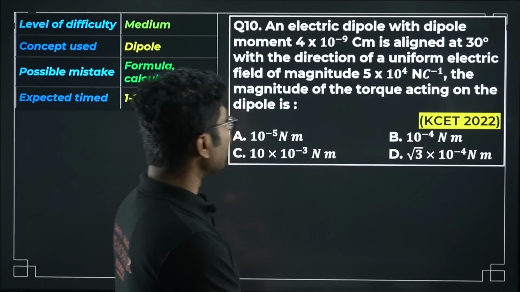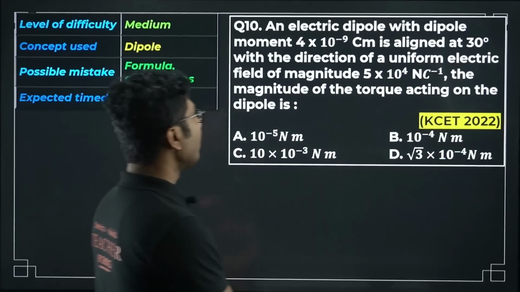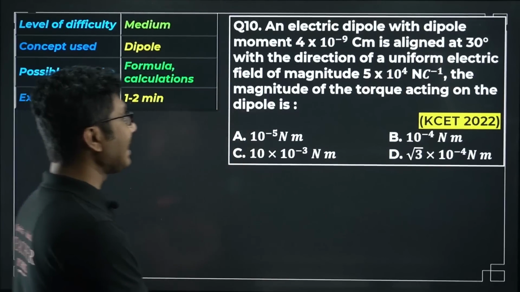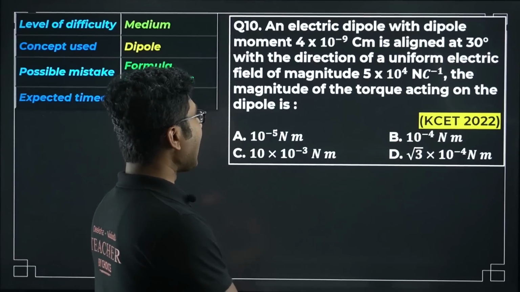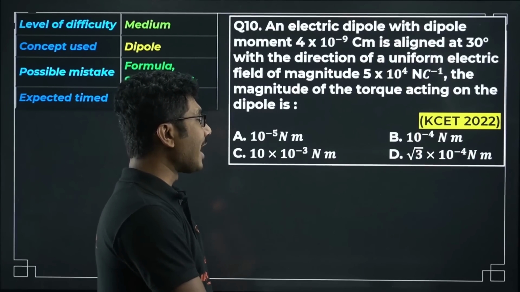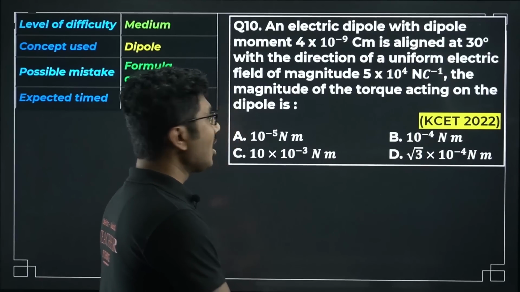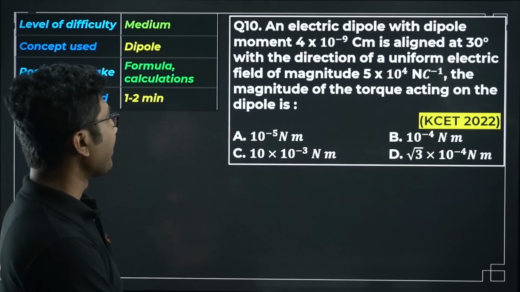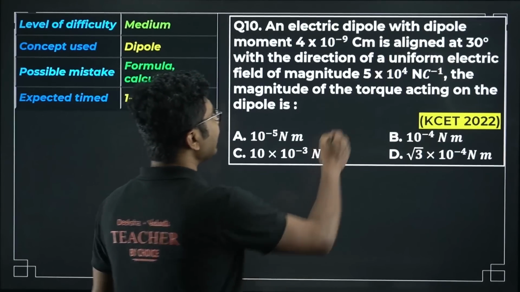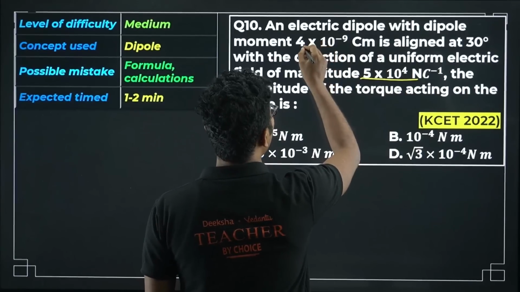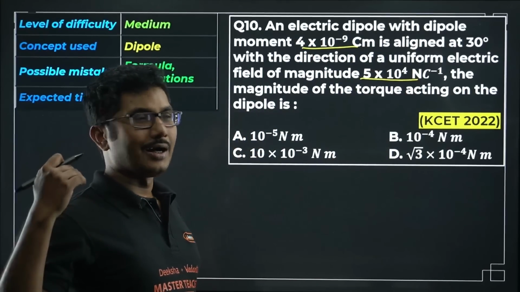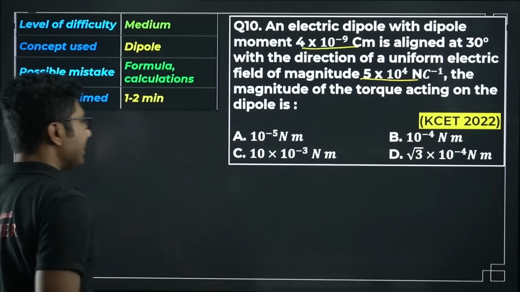An electric dipole with dipole moment 4 into 10 to the power of minus 9 coulomb meter is aligned at 30 degrees with the direction of a uniform electric field of magnitude 5 into 10 to the power of 4 Newton per coulomb. The magnitude of the torque acting on the dipole is. So the electric field is given, the dipole moment is given, and they asked you what is the torque. I don't think that 1 to 2 minutes is required.